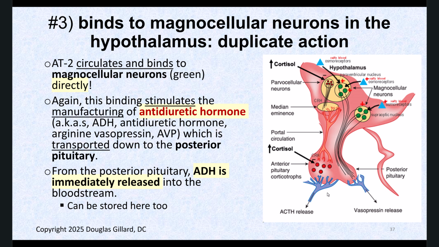What else does it do? We said this one already, but angiotensin 2 can bind to magnocellular neurons in the hypothalamus, and we already talked about that. No, we're just talking about the osmoreceptors. But angiotensin 2 can directly bind to all these little cells here, these little green ones. Those are the magnocellular neurons, and yeah, that stimulates them. But the point is they directly bind, as we already said. Great.